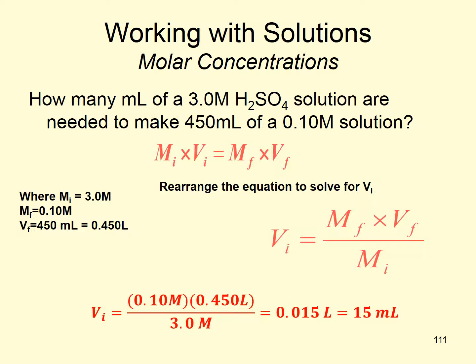So what would we need to do here? We would need to take 15 milliliters of the concentrated solution and then add water up to 450 milliliters. If you wanted to even go a step further, you could subtract. Since you're starting with 15 milliliters, you would have to add 435 milliliters of water, and it would dilute down to 0.1 molar. The molarities cancel out, and so our units are liters, and then you can convert that to milliliters.